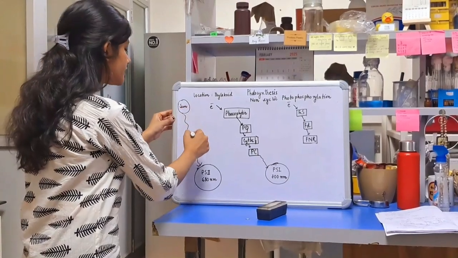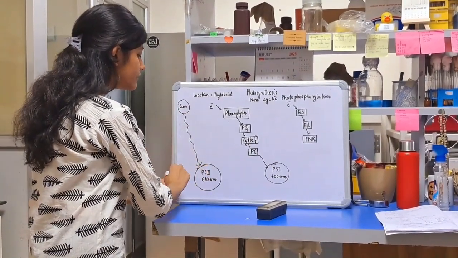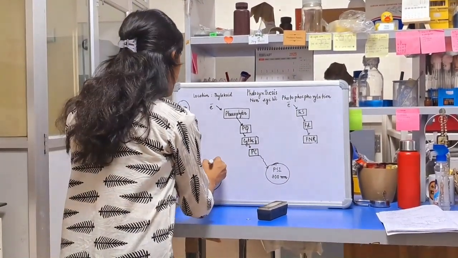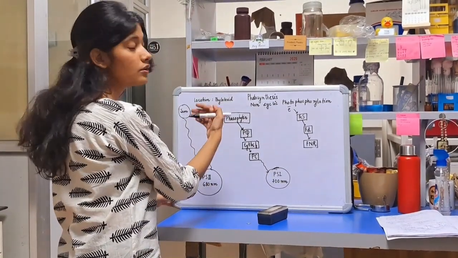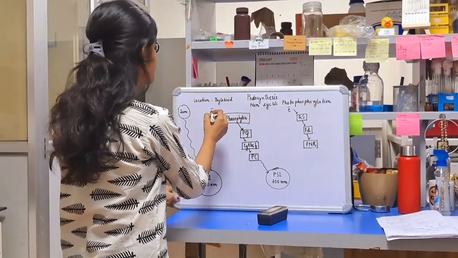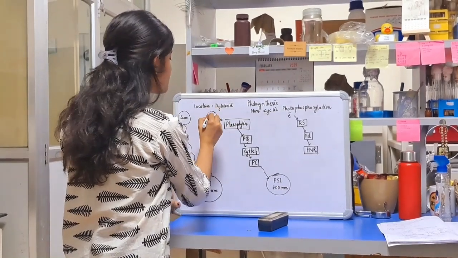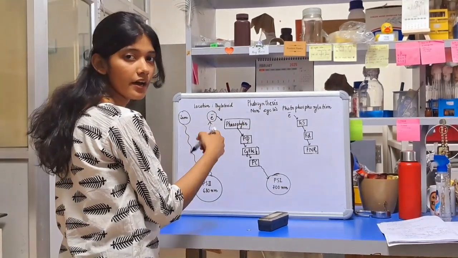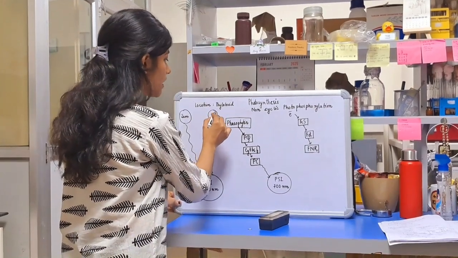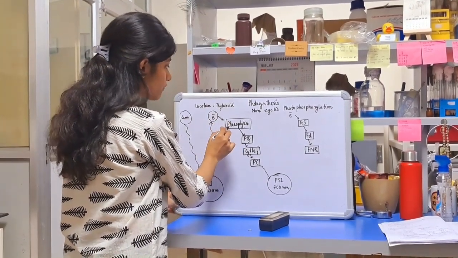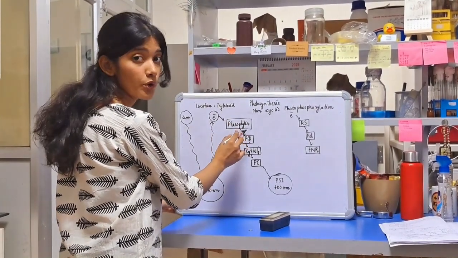From the sun, the light energy will strike PS2. Then there is excitation of the electron from PS2. This electron will move to a higher energy state. Then this electron will be passed on to pheophytin. These all are electron carriers. So these electrons will be passed on to pheophytin. Then from pheophytin it is transferred to plastoquinone.